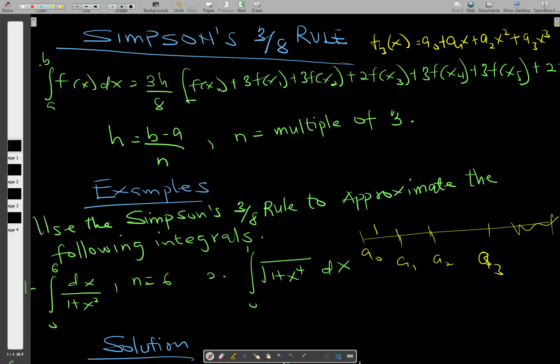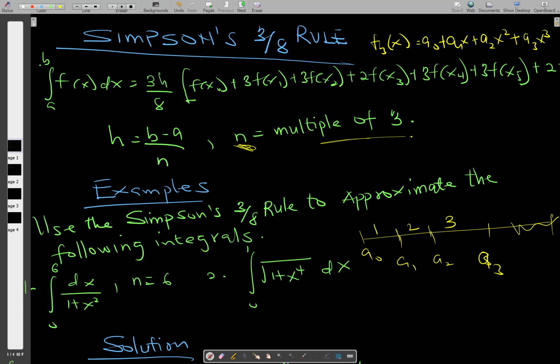And therefore, the number that you choose for n, or the number that you assign for n, should be a multiple of 3. Okay, then n should be a multiple of 3. That's the number of segments.